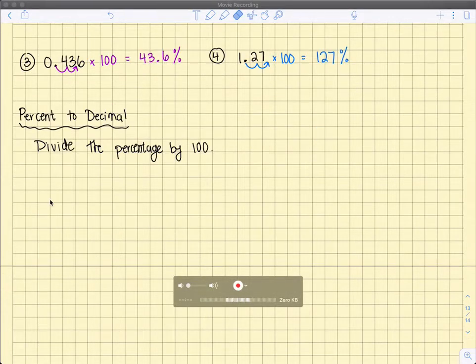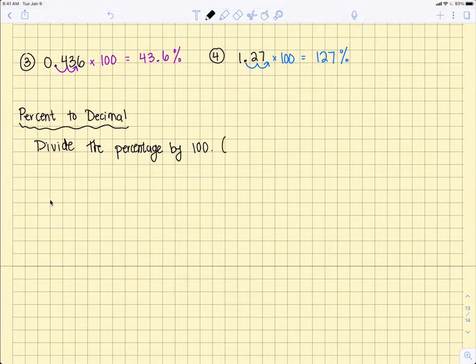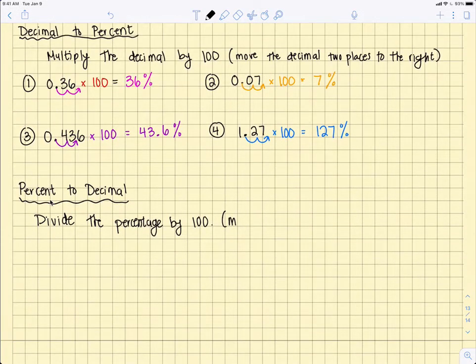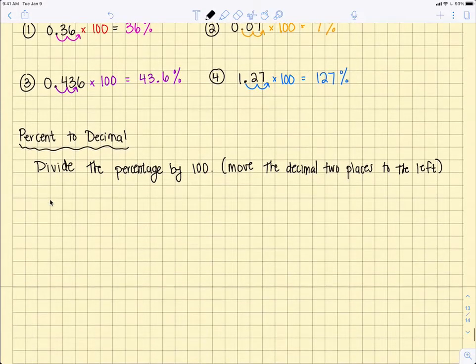Okay, before the examples, I want to add one more thing. When you divide the percentage by 100, you'll see a pattern where the decimal is actually moving. So we end up moving the decimal 2 places, not to the right, but to the left in this case. So when we divide the percentage by 100, we're actually moving the decimal 2 places to the left. Now let's take a look at some examples.